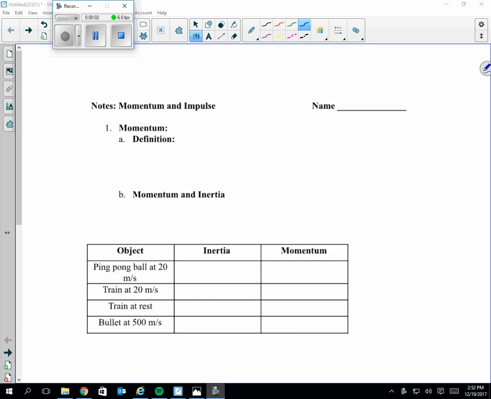We're going to start our momentum unit, and we're going to define momentum the following way. When you think of a sports team having a lot of momentum, it means that team is hard to stop. So we're going to say momentum is how hard something is to stop.